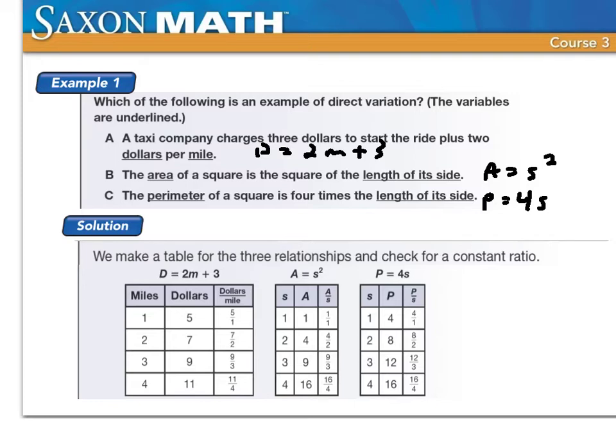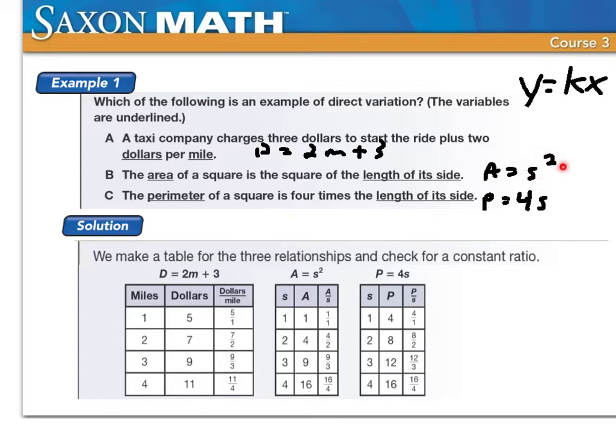Remember, here's the setup here. Y equals k times x. Okay, so one variable equals a number times the other one. Well, if I look at the first one here, okay, this says dollars equals 2 times the miles plus 3. So I'm adding something on. Okay, so I'm multiplying and adding. So that cannot be direct variation.